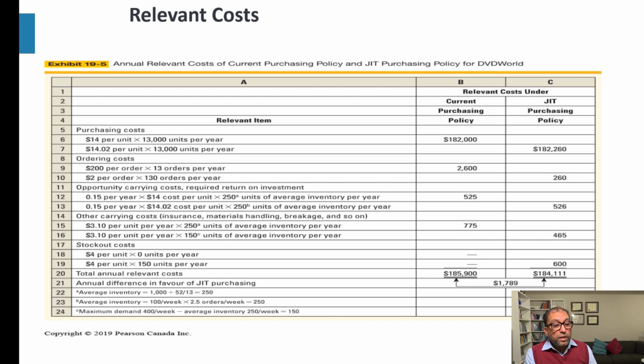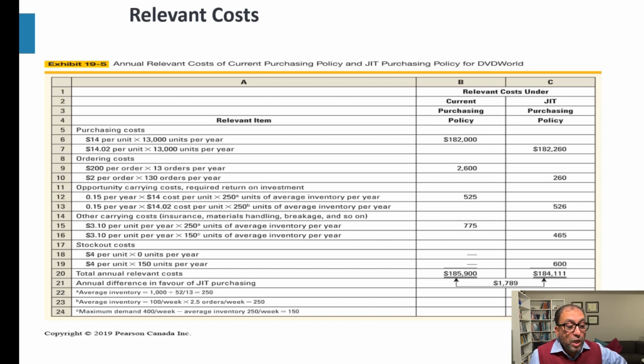So here we see the relevant cost, purchasing cost: $14 per unit into 13,000 units per year, and $14.02 per unit into 13,000. We are using two methods here. One method is the current purchasing policy and the other is the just-in-time purchasing policy. So these are the two prices. We want to buy 13,000 units for a year. One is 14 and the other is 14.02. A little bit higher, a very minor difference, but there is a difference.